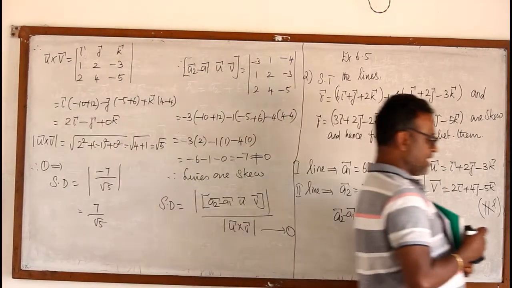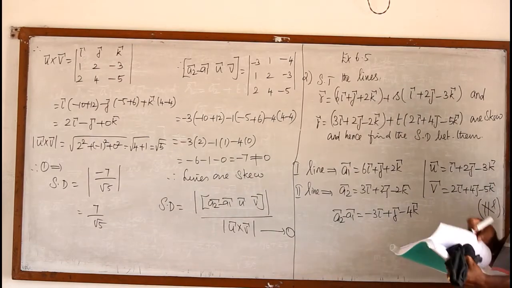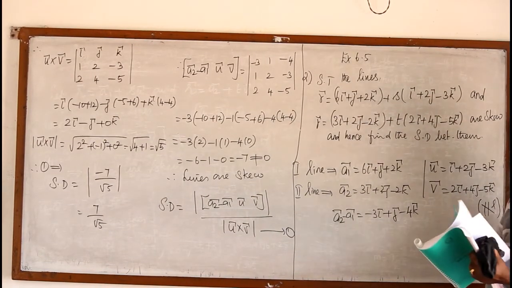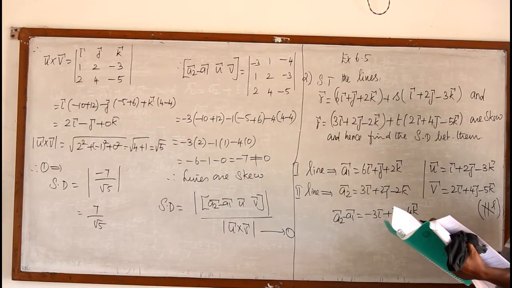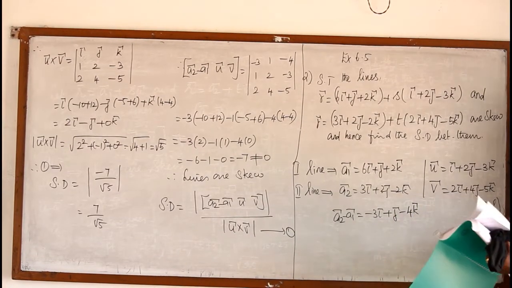This is all we can do. So first go for the box product. If it is non-zero, then the lines are skewed. If it is zero, the lines are intersecting. So this is problem number 2 in your exercise 6.5.